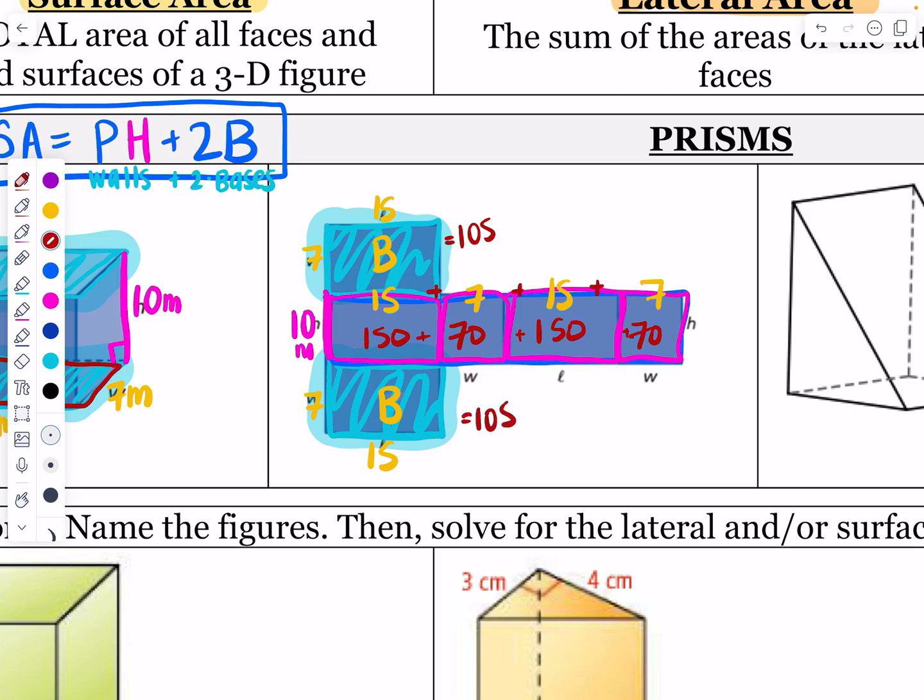And then what we just said was whenever we do 15 plus 7 plus 15 plus 7, that is 44 all the way across for that width, times 10 gives me 440 here. So it would be my surface area. My surface area would be those walls, which is 440, plus 2 of the bases, which is 2 times 105. So 440 plus 2 times 105 is going to give me a surface area of 650 meters squared. Okay, so we added together our 2 bases plus our walls.